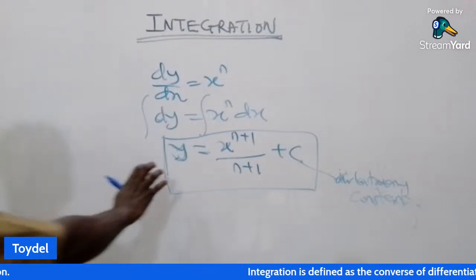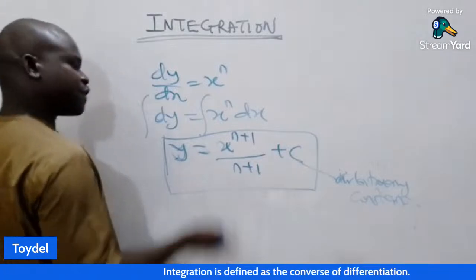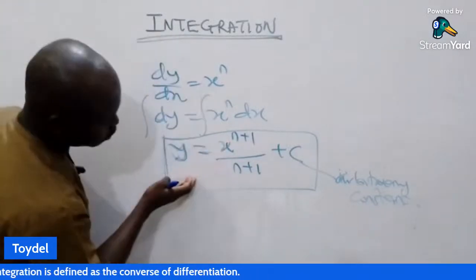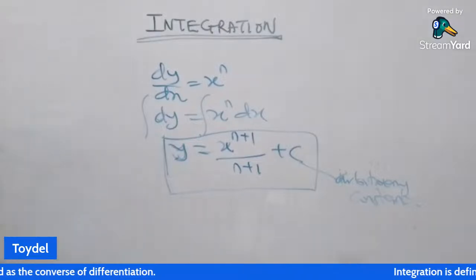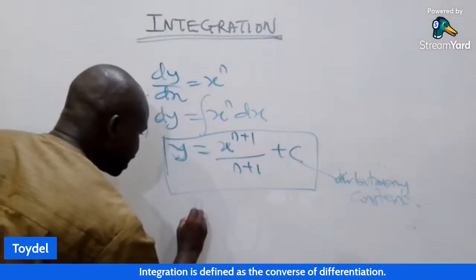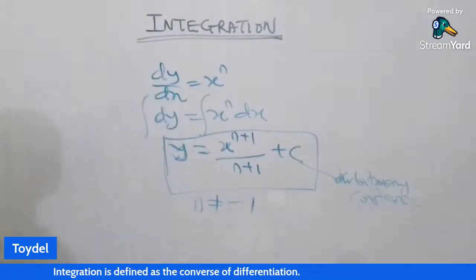If you are given the function y, when you differentiate the function y, you get the derivative. If you are given the derivative, when you integrate, you get the function y back. And that is what we are about to do. So this is an introduction to integration. And of course, in this case, n cannot be equal to -1.